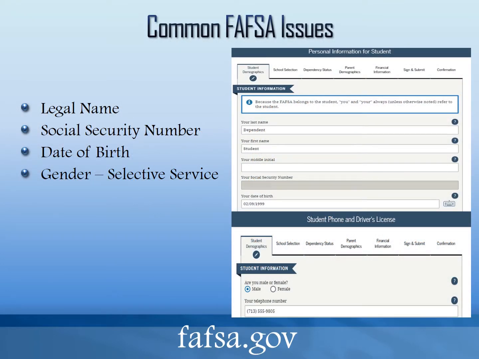Students and parents need to use their exact Social Security number and legal name on the FAFSA. If they don't, issues arise when the FAFSA is matched with the Social Security Administration. When indicating gender on the FAFSA, the student needs to select their gender at birth. This will determine if they are required to register for selective service.